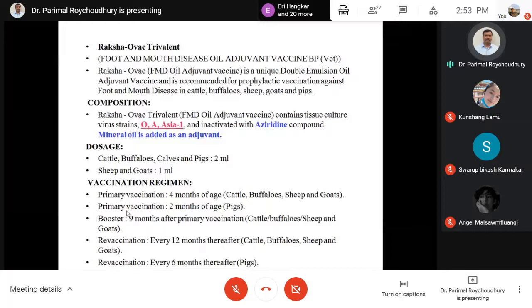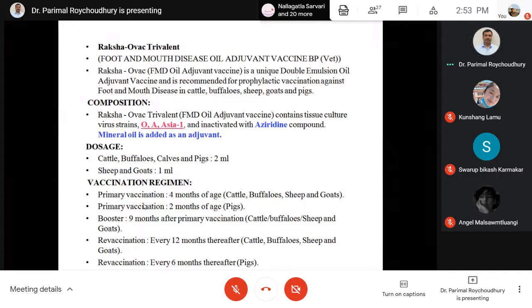So in our country, this OVAC, this is the vial which has been recommended for vaccination against foot and mouth disease. This is a trivalent vaccine. Tri means three. Three antigens are added. They are the O, A, and Asia 1. Earlier C was there, but C has been withdrawn from the vaccines, because for quite a long period there has been no outbreak of C that we could record in our country.